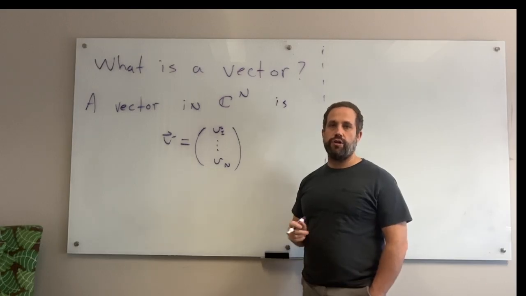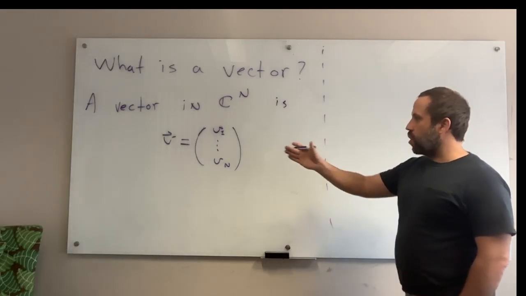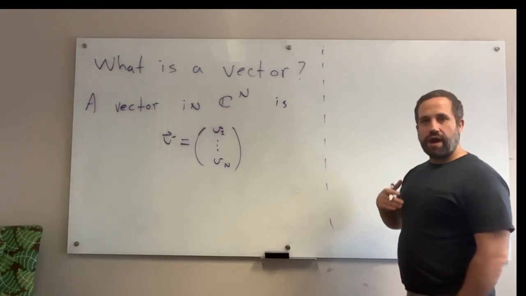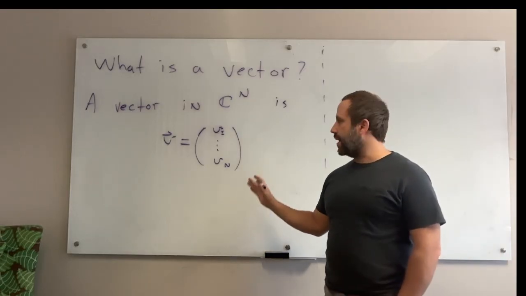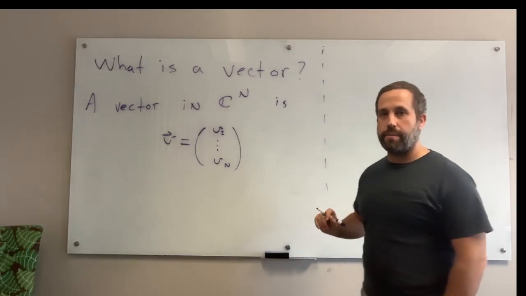But for now, don't worry so much about that. Okay, so what is this? This is one vector. If we have a vector space, we can add vectors together. And for this definition right here, when we add two vectors together, we just add the components together.